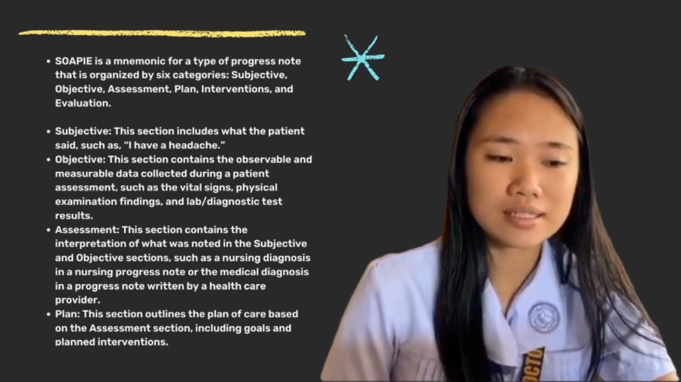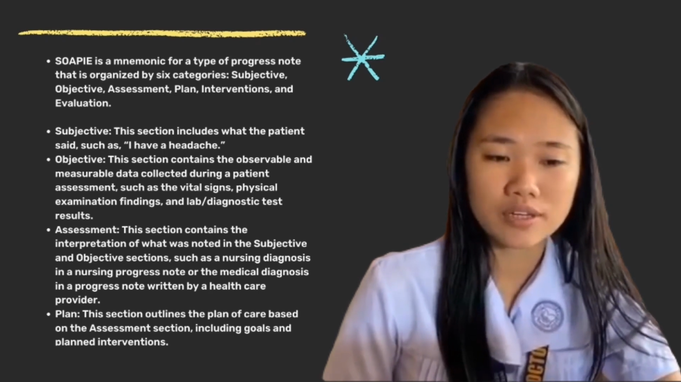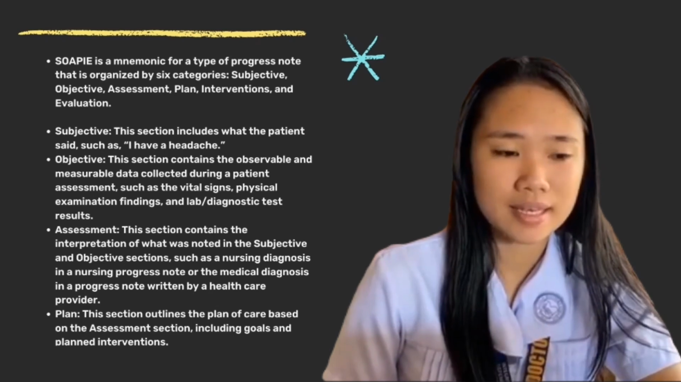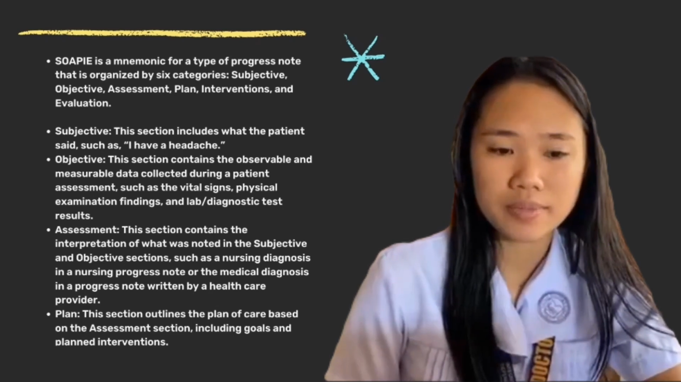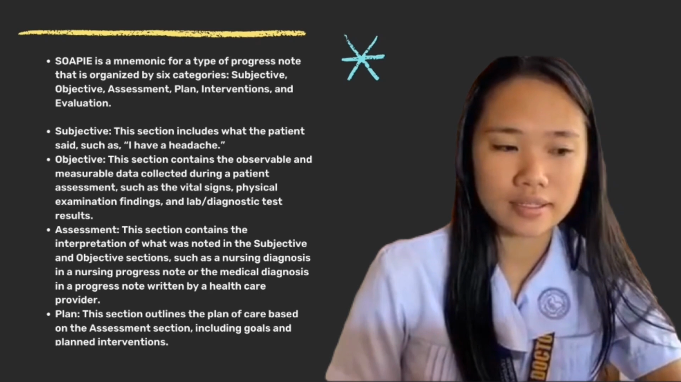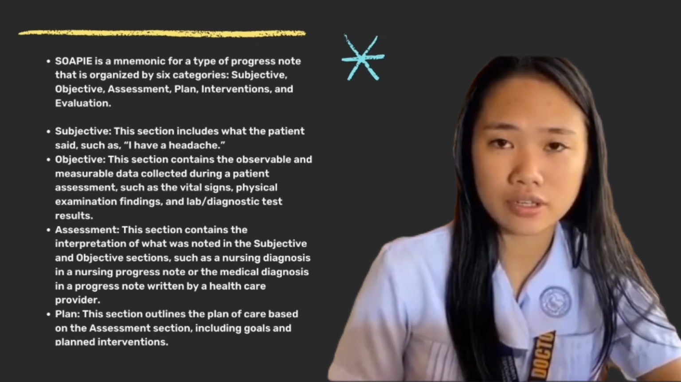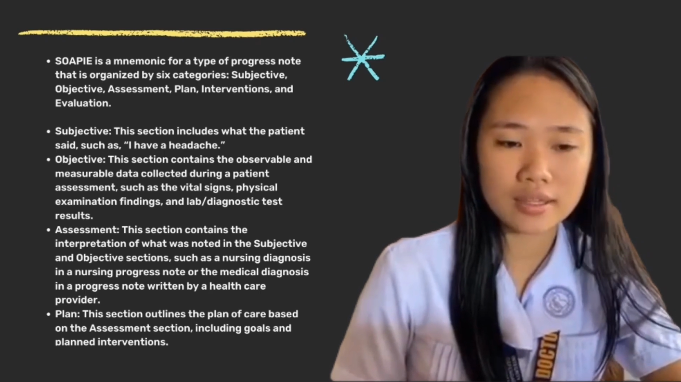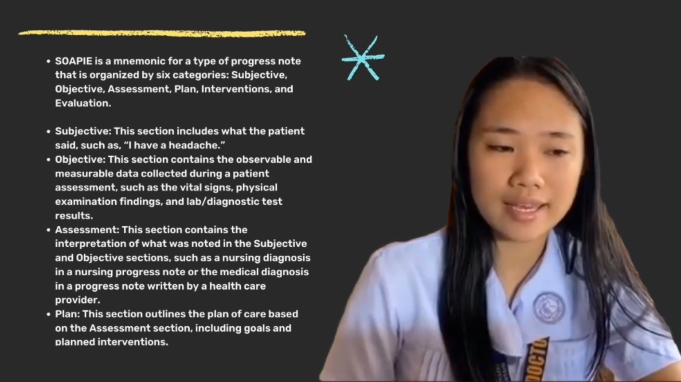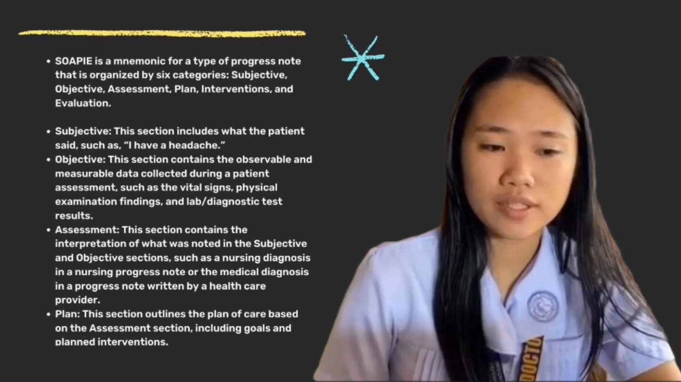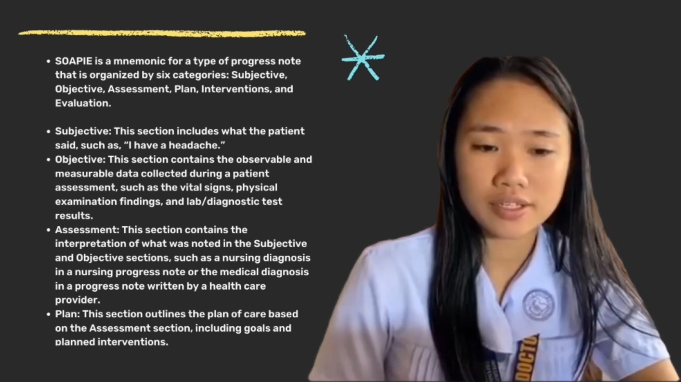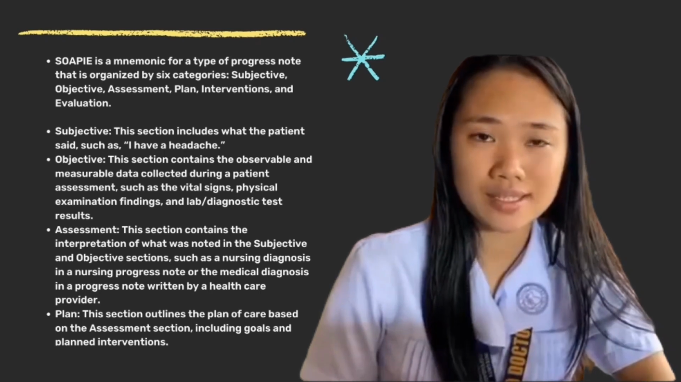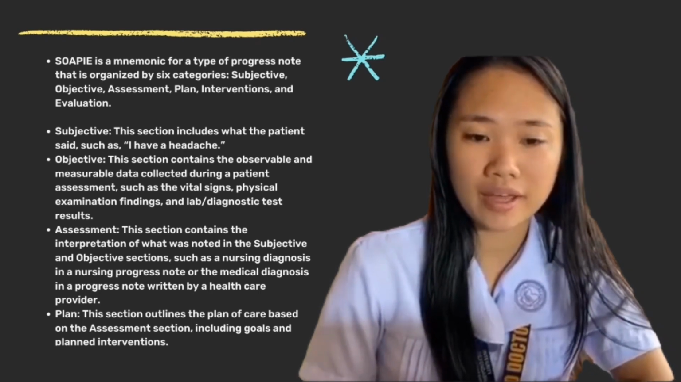Objective. This section contains the observable and measurable data collected during a patient assessment, such as vital signs, physical examination findings, and lab or diagnostic test results. Assessment. This section contains the interpretation of what was noted in the subjective and objective sections, such as a nursing diagnosis in a nursing progress note or the medical diagnosis in a progress note written by a healthcare provider.